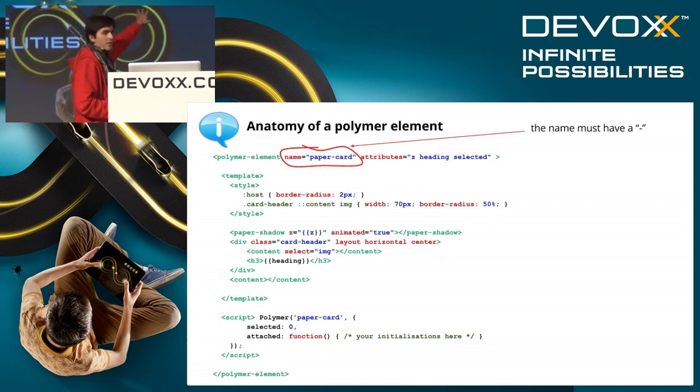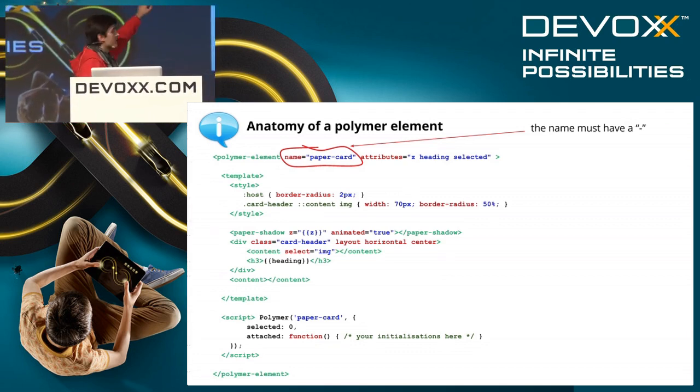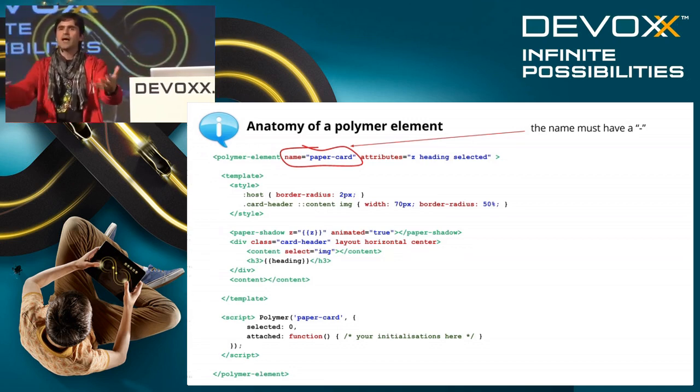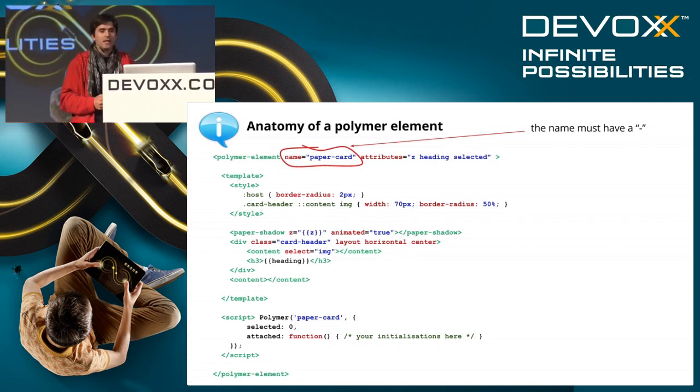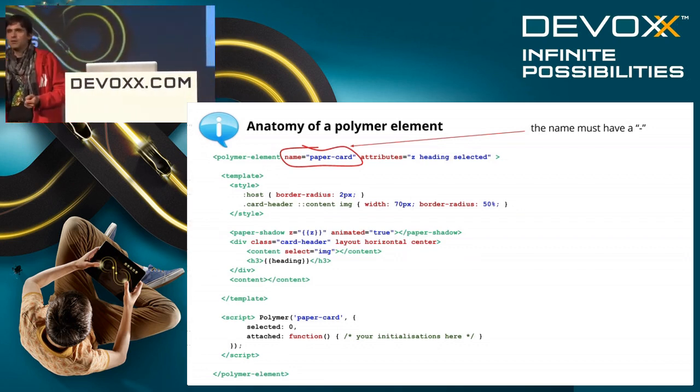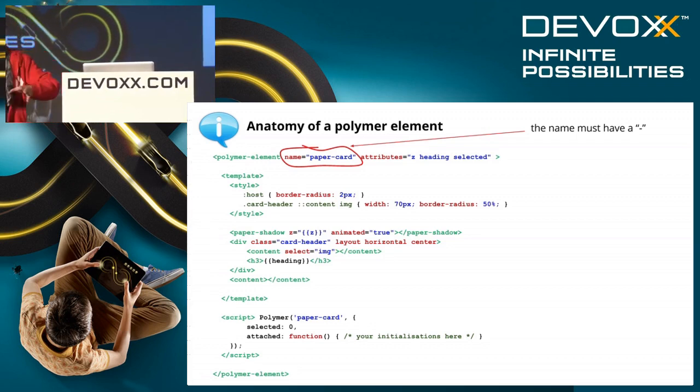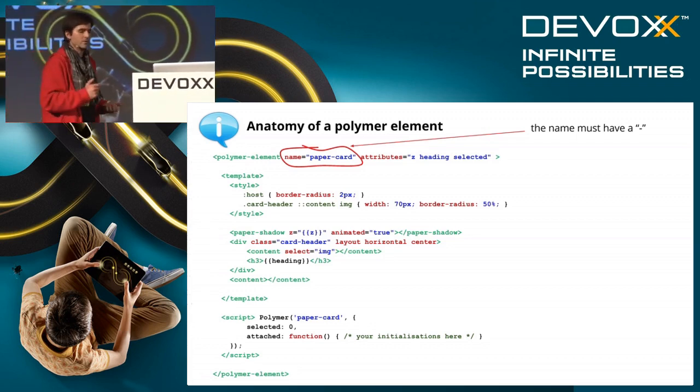You start with the Polymer element tag, which has a name. The name is the name of the tag you are defining. In my case, it's paper card. It must have a dash in the middle. All elements you create must have a dash in the middle.